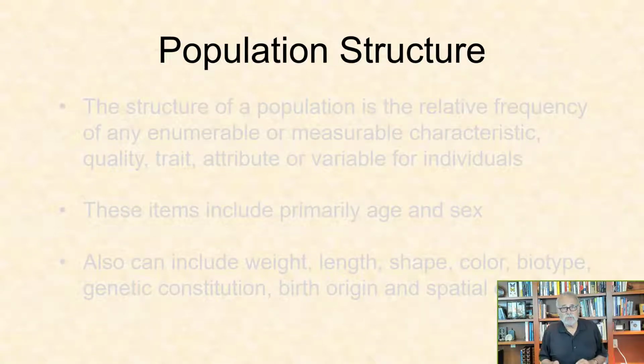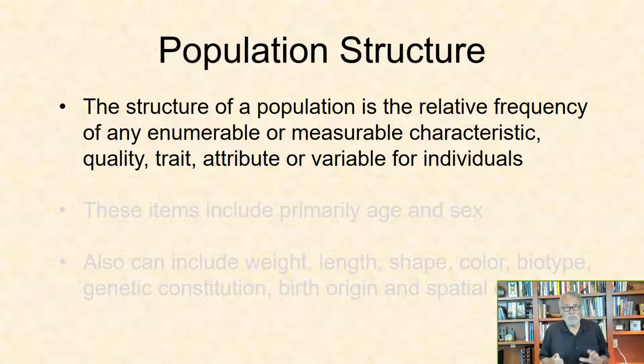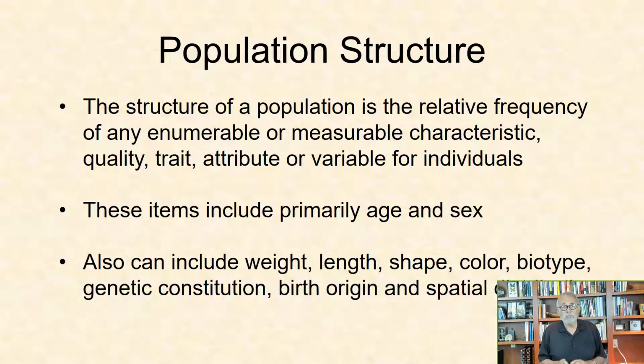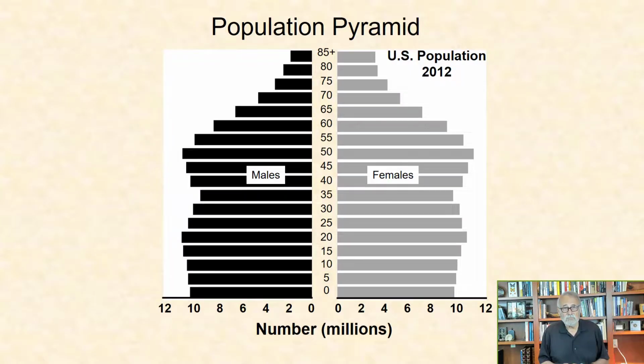We have population structure. The structure of a population is the relative frequency of any enumerable or measurable characteristic, quality, trait, attribute, or variable for individuals. These items include primarily age and sex, but can also include characteristics such as weight, length, shape, color, biotype, genetic constitution, birth origin, and spatial distribution. But only age and sex will be covered here, since these are the most common traits by which individuals within populations are decomposed. An age pyramid is often used to illustrate the age by sex distribution of a population.